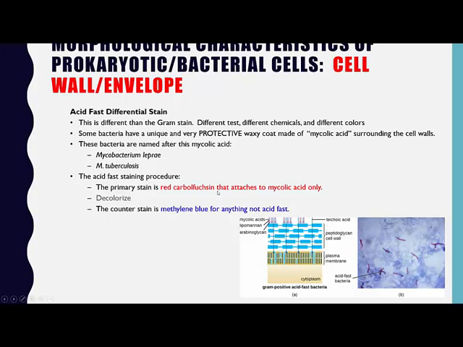So here we are. And here's the red carbolfuchsin. You can see it stained the bacterial mycolic acid and nothing else. So you look at this in a sputum sample and you go, uh-oh, right? Patient probably has tuberculosis. So in this case, anything carbolfuchsin red is acid fast. The blue is non-acid fast. Okay?